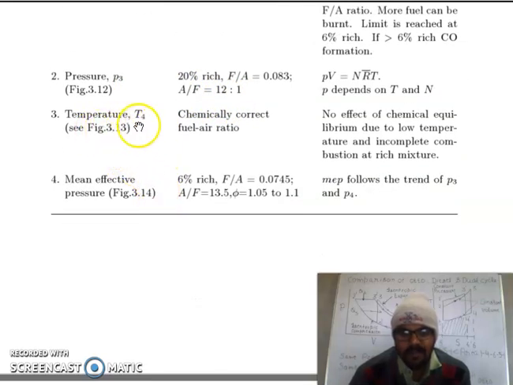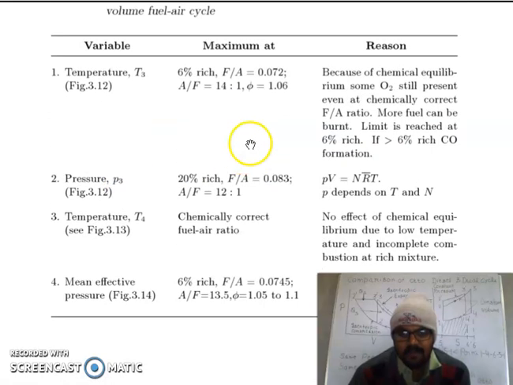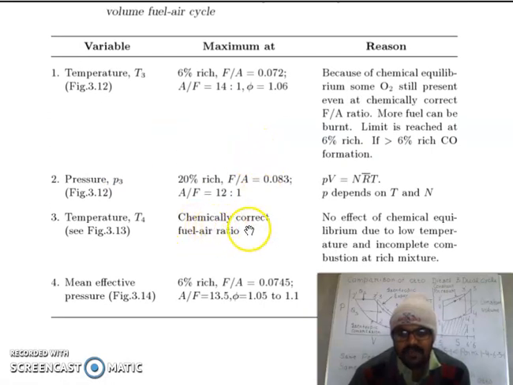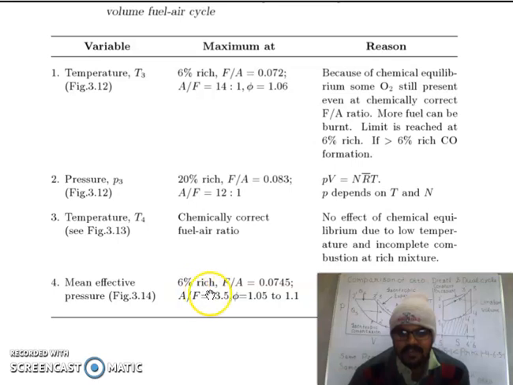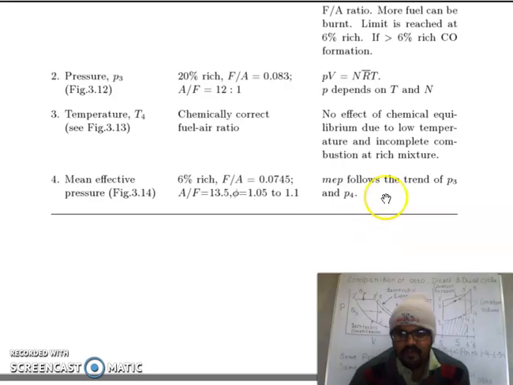The second is the exhaust temperature. We get maximum temperature at the chemically correct fuel-air ratio, because there is no effect of chemical equilibrium due to low temperature, and combustion is incomplete at rich mixtures. So this is the reason. The next is mean effective pressure. We get maximum mean effective pressure at 6% rich, which means an air-fuel ratio of 13.5:1, and mean effective pressure follows the trend of P3 and P4.